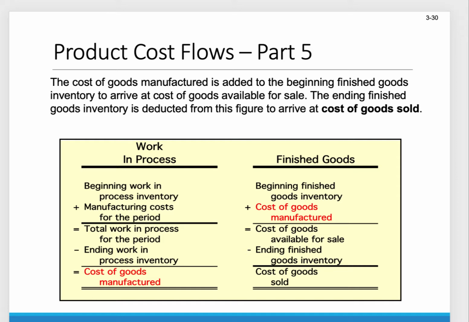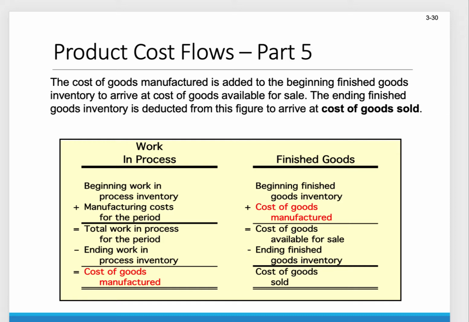Now, how do I get this cost of goods sold? Well, remember, the cost of goods manufactured is used to help us determine what our cost of goods sold are. So again, I need to figure out the cost of goods manufactured. I already figured that out in the last slide. Let's look at it again, just to make sure we understand it and get it under our belts conceptually. Take the beginning WIP, add the manufacturing cost for the period. That gives you the total work in process for the period. Subtract out the ending work in process inventory. That gives us the cost of goods manufactured.